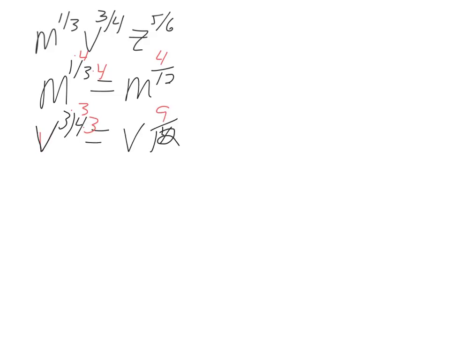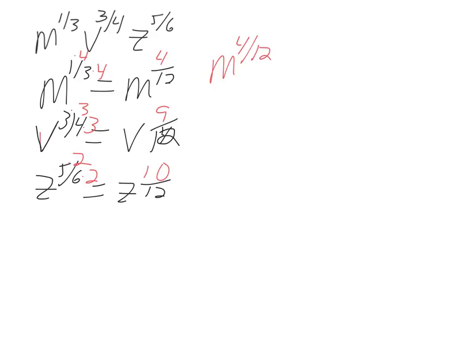And now we'll do the z. z to the 5/6. We've got to change that to 12. So I multiplied the denominator by 2, so I have to multiply the numerator by 2, so that'd be 10. Alright, so now to clean it up a little bit, I have m to the 4/12, v to the 9/12, and z to the 10/12.